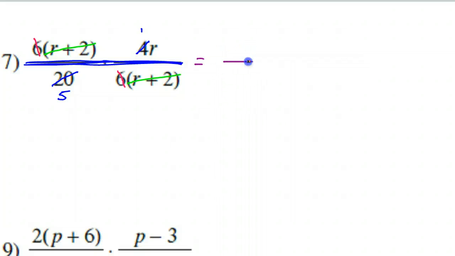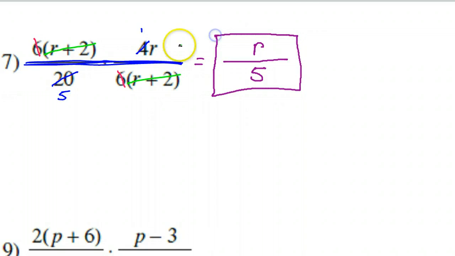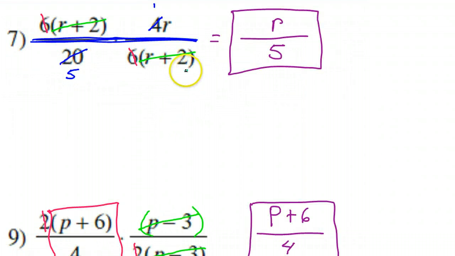All right, so that's going to leave us with nothing in the numerator except for r. You know, 1r, but that's just r. In the denominator, everything is gone except for 5. So number 7 simplifies down to just r over 5. But not so fast. Restrictions.